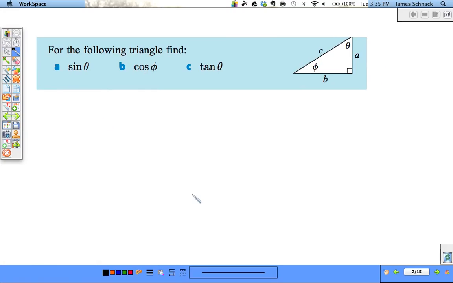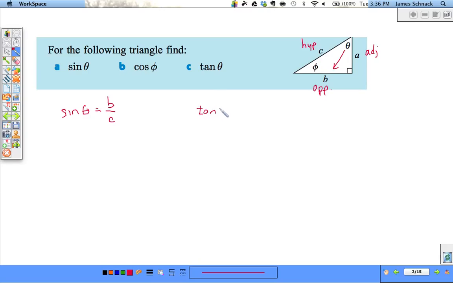So here we have a triangle. We want sine theta, cosine phi, or some people say phi, Greek letter, and tangent theta. So let's start with the thetas. And let's label the triangle with what the sides are compared to theta. C would be the hypotenuse, regardless of what angle we're talking about. Compared to theta, A is the adjacent. And going across from theta, B is the opposite. So sine of theta, think about SOHCAHTOA, sine theta is opposite over hypotenuse, so in this triangle it's B divided by C.